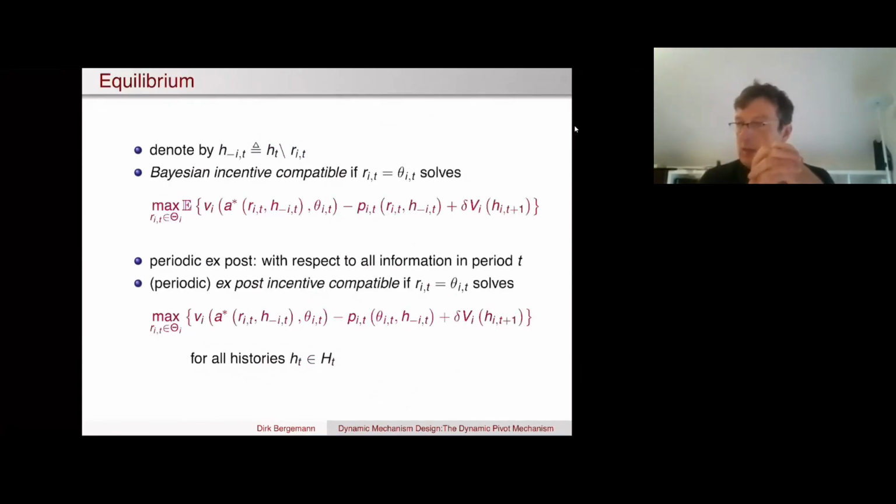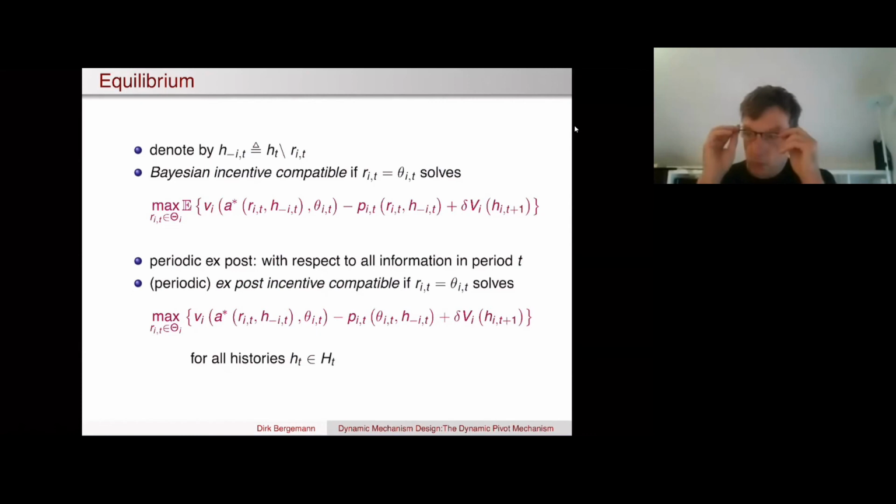Okay, and so when we think about the history, in particular the history of the others, then we think about the history of all the agents except agent I reporting today. Because when agent I is forming his best response, he knows his own report, but he does not yet know what the others said.